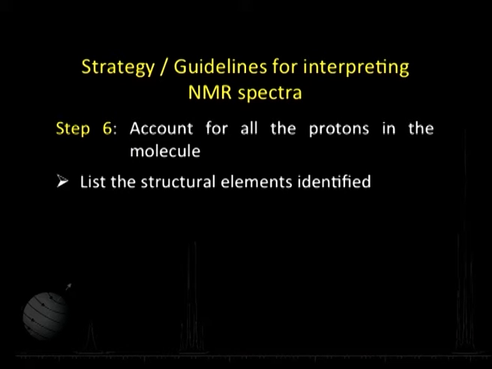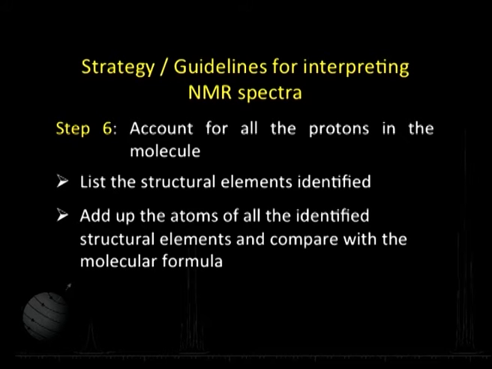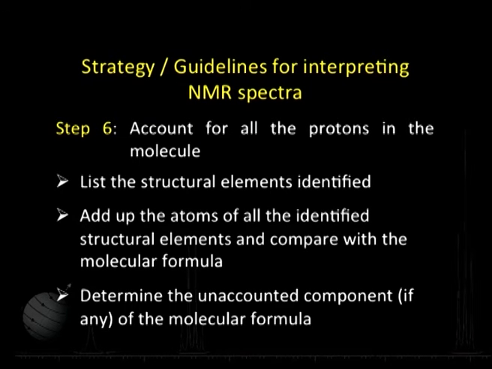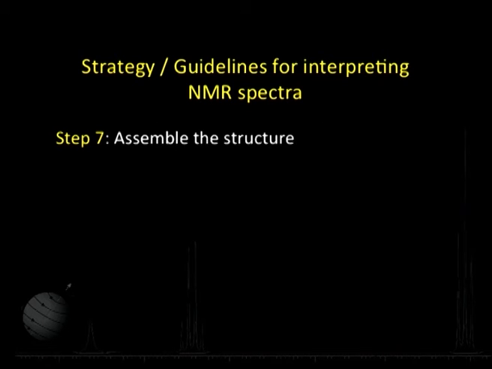Having done that, we put them all together, we list them all, and then when you add all these fragments, do they add up to give the molecular formula or not? If not, we will try to see what that unaccounted component is and work that out. The last step would be to assemble the structure. That means all the fragments we identified, maybe there is an ethyl group, a benzene ring, or an O-methyl. How are they linked together? We try to logically link them together and see what kind of structure we get. That is my tentative structure on the basis of the spectrum I have got.